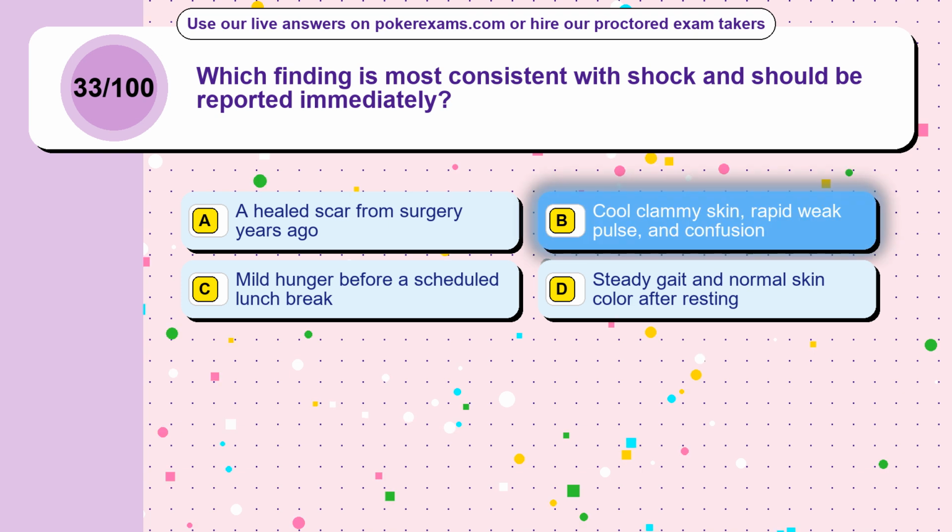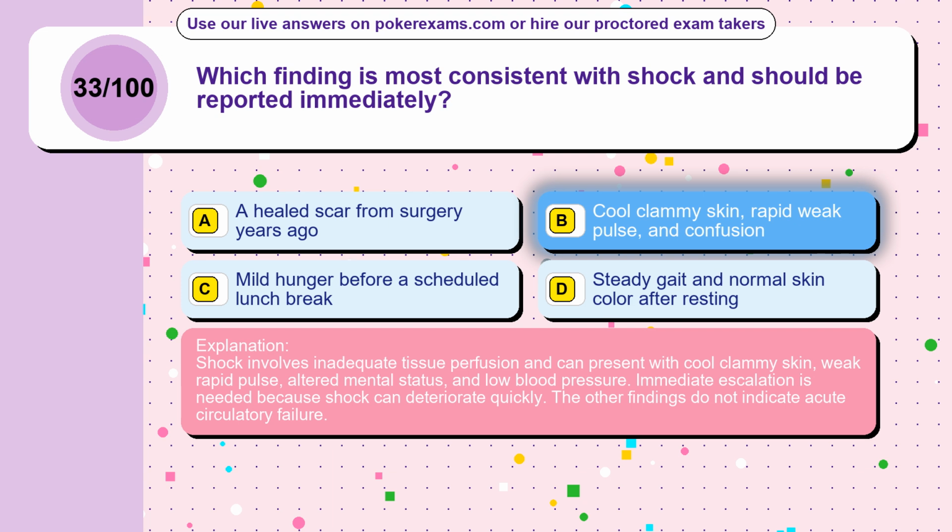The correct answer is option B, cool clammy skin, rapid weak pulse, and confusion. Shock involves inadequate tissue perfusion and can present with cool clammy skin, weak rapid pulse, altered mental status, and low blood pressure. Immediate escalation is needed because shock can deteriorate quickly. The other findings do not indicate acute circulatory failure.